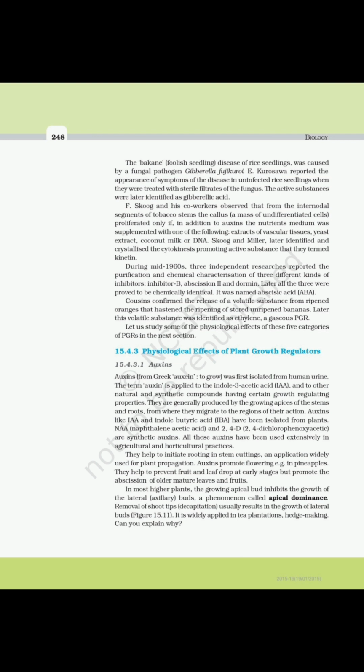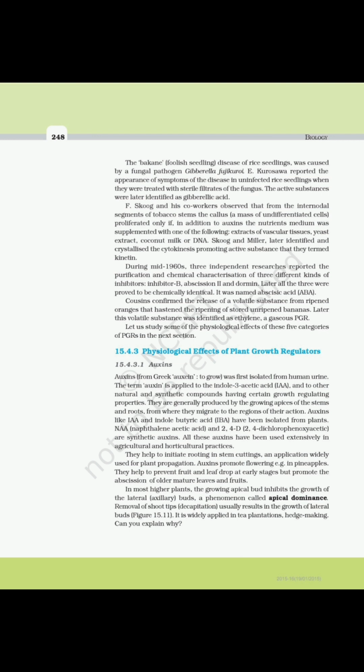15.4.3 Physiological effects of plant growth regulators. 15.4.3.1 Auxins. Auxins, from Greek auxein, to grow, was first isolated from human urine. The term auxin is applied to the indole-3-acetic acid, IAA, and to other natural and synthetic compounds having certain growth regulating properties. They are generally produced by the growing apices of the stems and roots, from where they migrate to the regions of their action. Auxins, like IAA and indole butyric acid, IBA, have been isolated from plants. Naphthalene acetic acid and 2,4-D, 2,4-dichlorophenoxyacetic acid, are synthetic auxins.